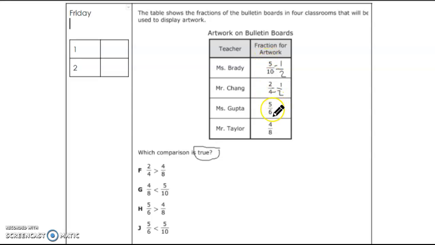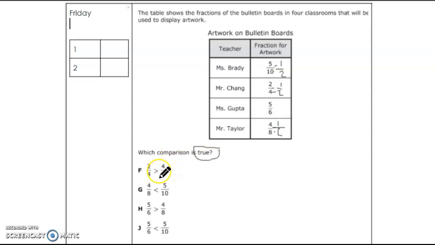Mrs. Gupta, her denominator would be 6, but her numerator is 5. What's half of 6? 3. So this one is not equal to 1/2. We know it's greater than 1/2. And then Mr. Taylor, his denominator is 8. What's half of 8? 4. So that one is also equal to 1/2. All right, so that makes things a little bit easier for us.